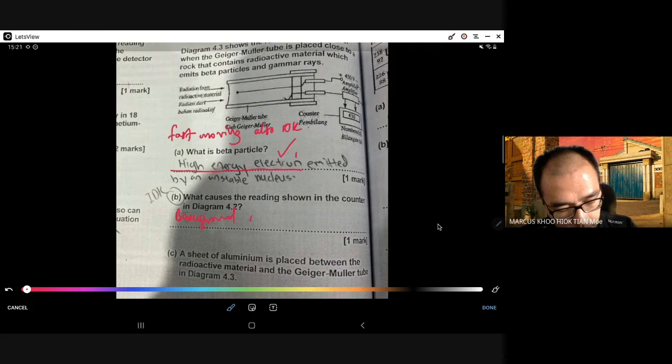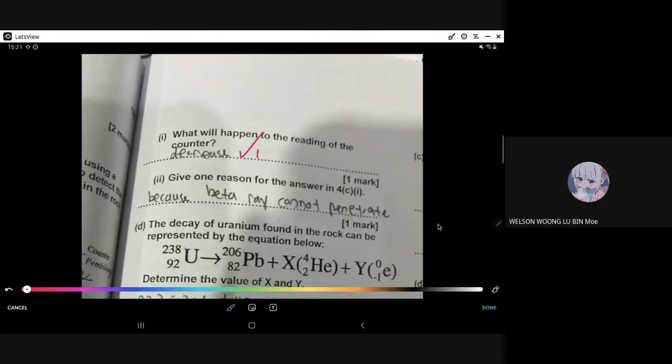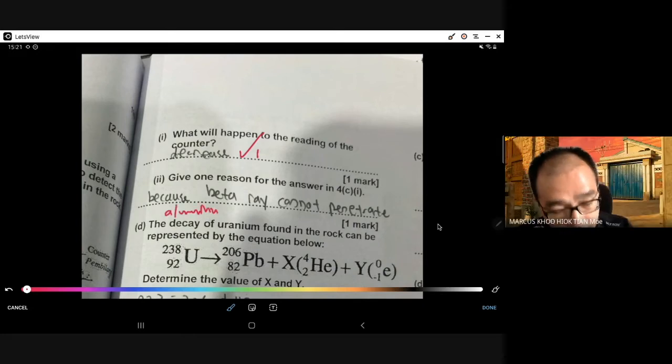Okay. C, a sheet of aluminium is placed between the radioactive material and the Geiger-Müller tube in diagram 4.3. What will happen to the reading of the counter? It will decrease. Give one reason for the answer in 4C1. Beta ray cannot penetrate aluminium. Okay. I think you should put in the word aluminium inside.